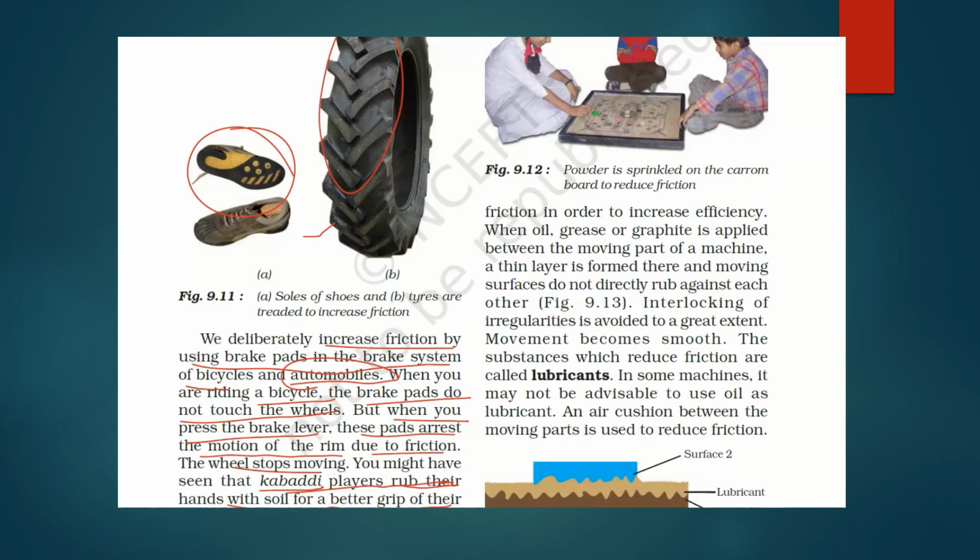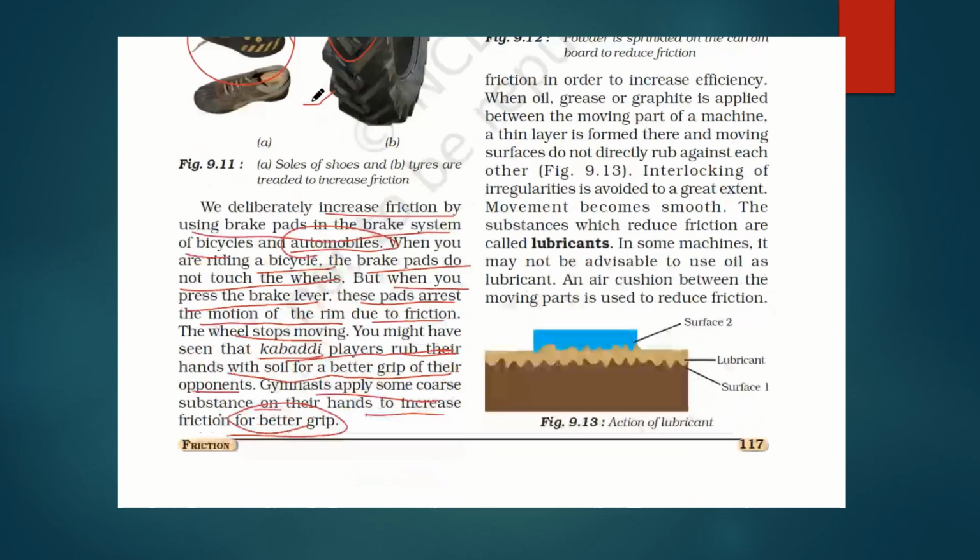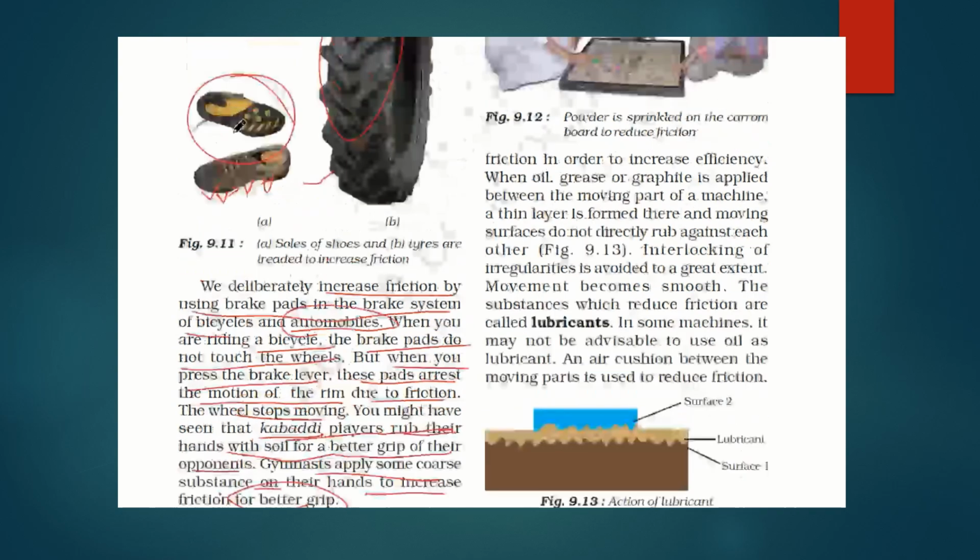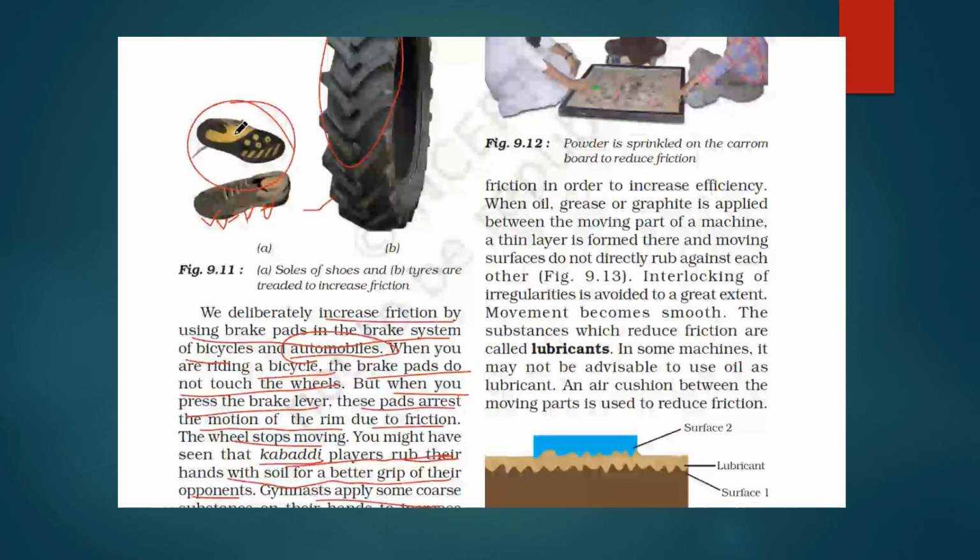So weightlifters also, you can see they apply some powder on their hands before lifting the weight so that it will increase the friction and they will have a firm grip. Okay, so mountaineers, when they are wearing shoes, will have some spikes in their shoes, like thorns. These spikes will increase the grip of the shoes when they are moving on the hills or mountains.